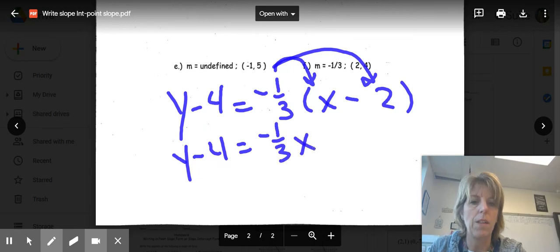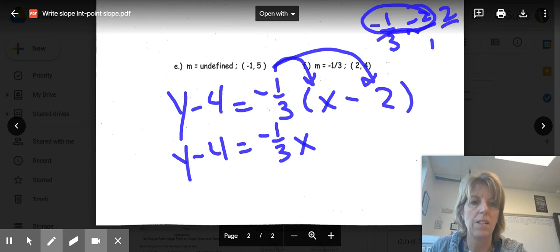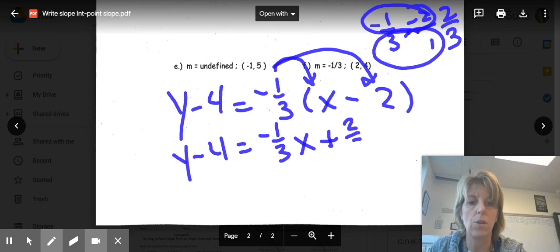How are we going to do with that? Multiply negative 1/3 times negative 2. Numerator times numerator gives us 2. Denominator times denominator gives us 3. So we're going to get 2/3. So it's plus 2/3. Uh-oh, 2 fractions. We got this. We're not afraid of our fractions.